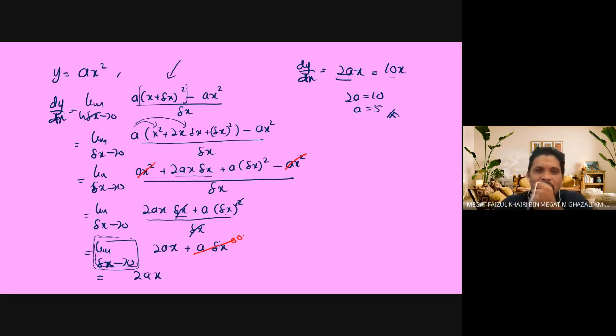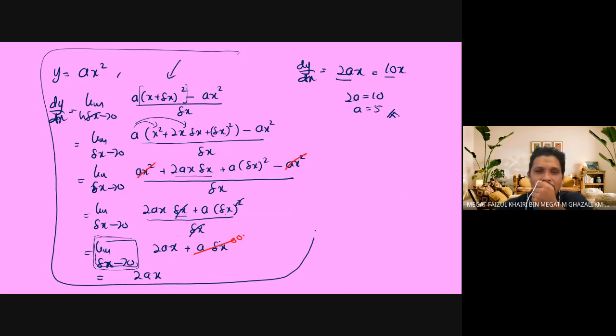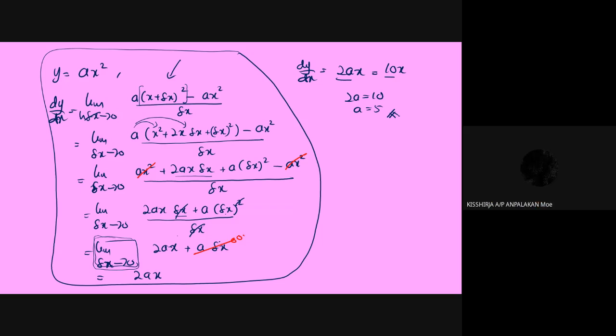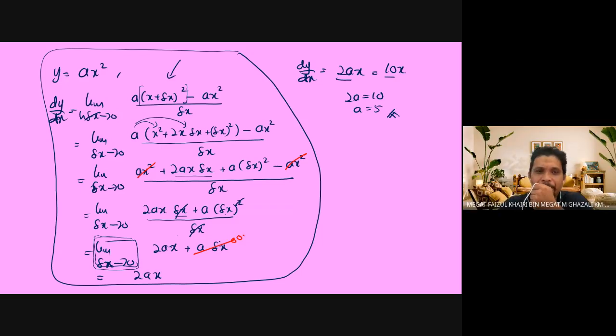You test yourself. This is what I did just now. So change the term delta x to h. You just practice yourself. Okay.